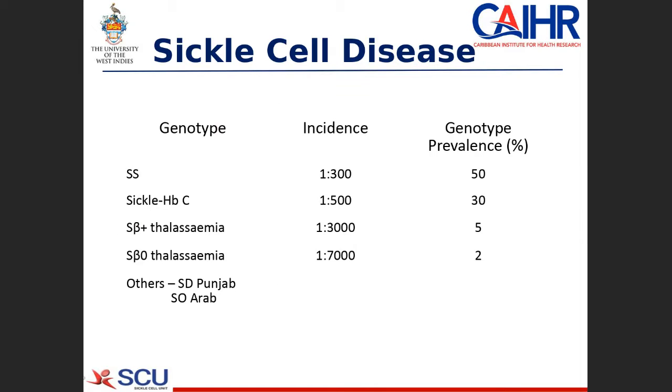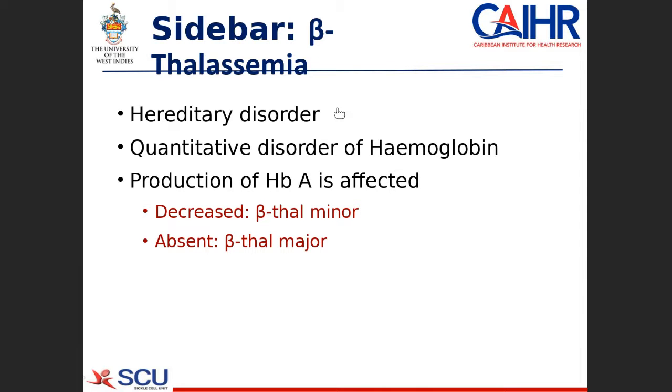Now, this is just to tell you the different incidences. SS is the most common one that we see, then SC, your thalassemias, and after that we have the other rarer forms, SD Punjab, SO Arab, and so forth. So thalassemia is actually another hereditary disorder, but this time it is a quantitative disorder of hemoglobin. What is affected here is your production of hemoglobin A. If you have thalassemia minor, you produce decreased quantities of hemoglobin A. If you have thalassemia major, you produce no hemoglobin A.